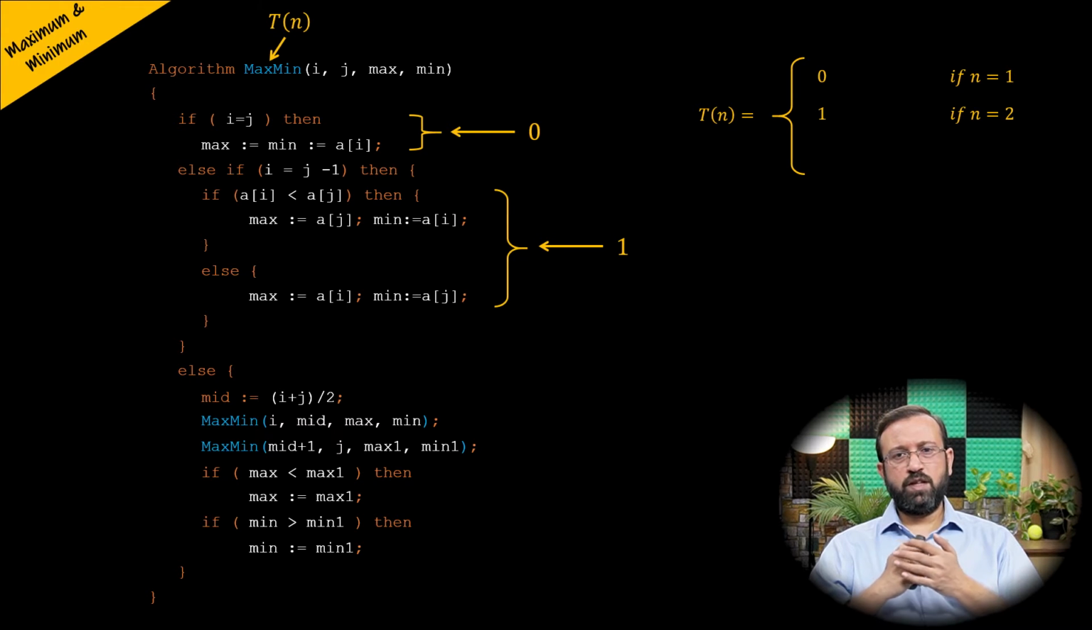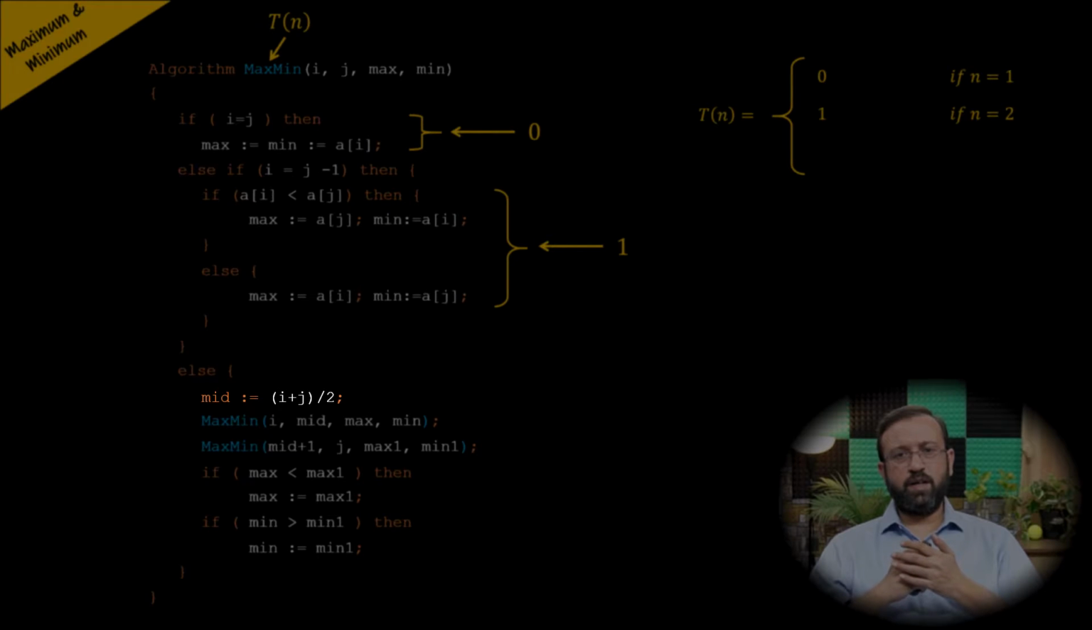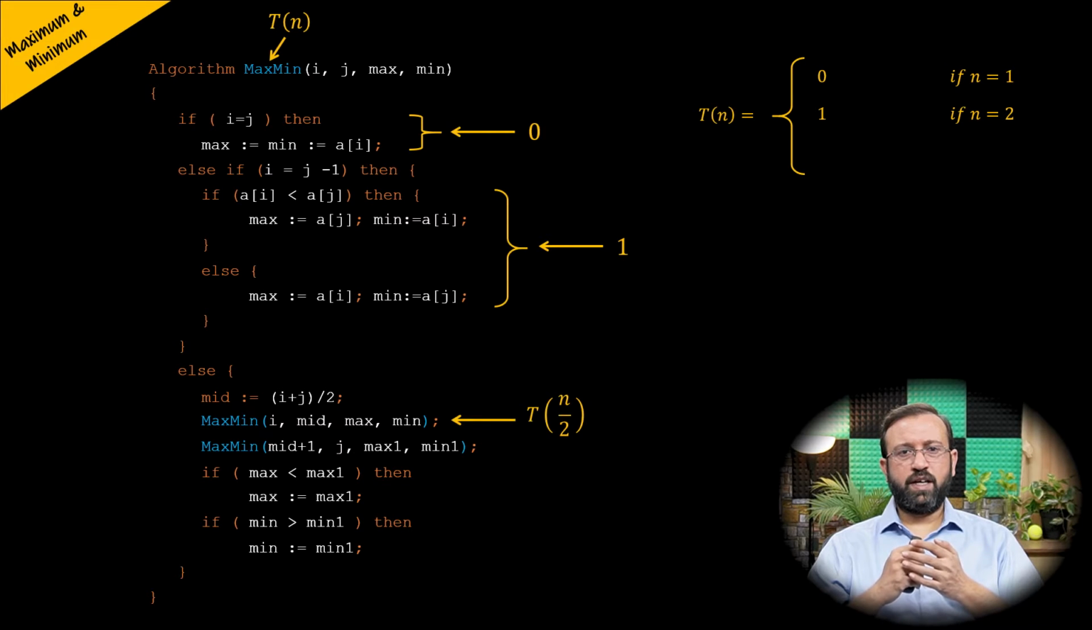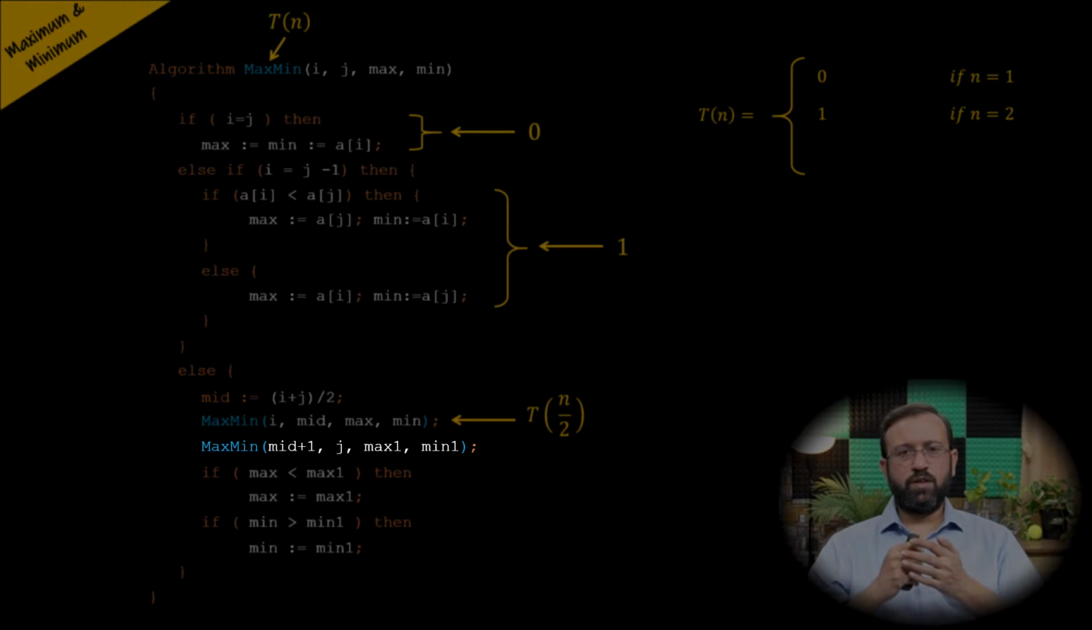Then when the problem is large, we have the statements in the else block, where the mid statement is a primitive statement and there is no comparison performed. Then we have the recursive call to the MaxMin algorithm for the left subarray. So each time the recursive call is made, it is on the left half of n. And since the MaxMin algorithm takes t of n, this statement will be taking t of n by 2 to compute.